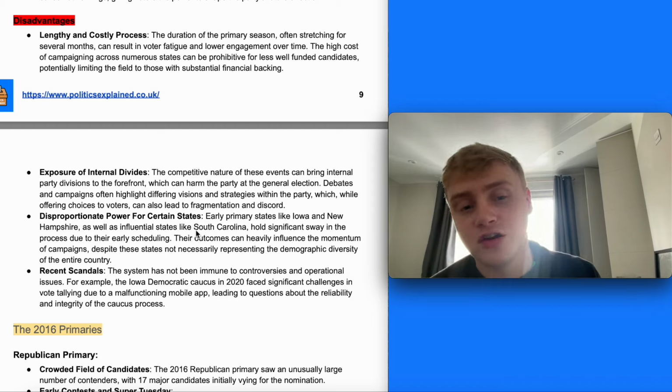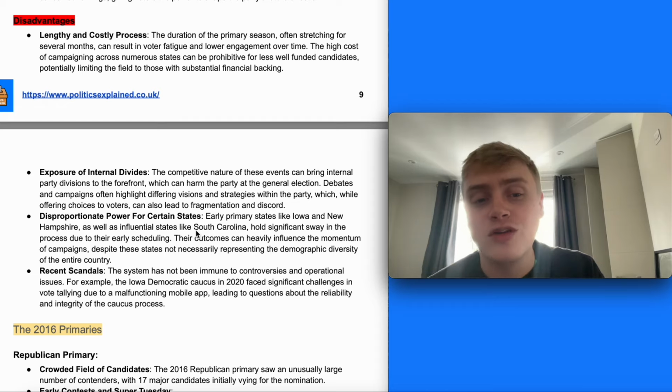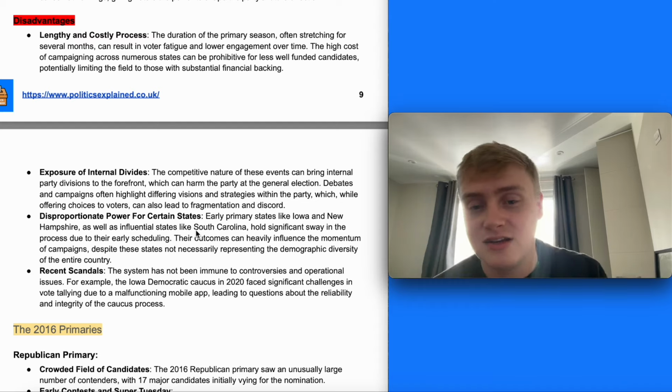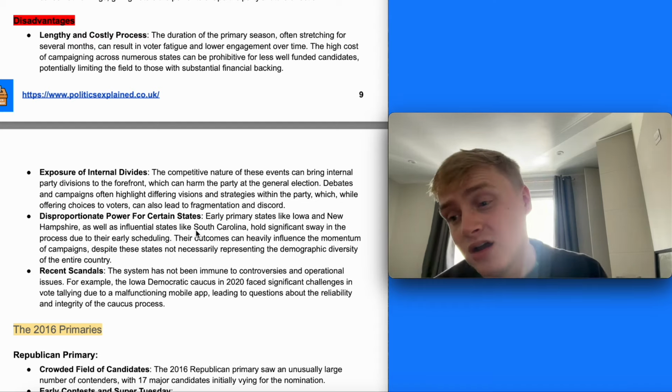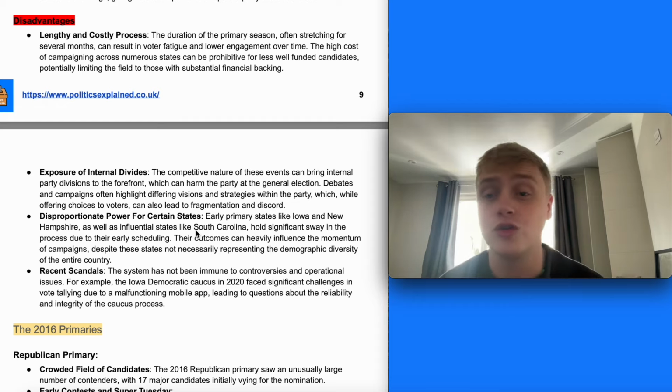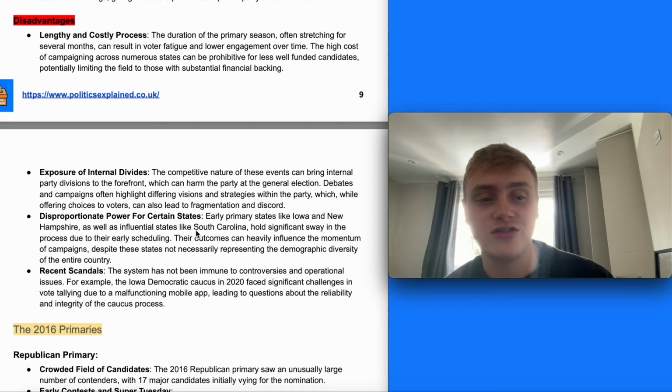It gives disproportionate power to certain states, so early primary states like Iowa and New Hampshire, as well as influential states like South Carolina, hold significant sway in the process due to their early scheduling. Their outcomes can heavily influence the momentum of campaigns, despite these states not necessarily representing the democratic diversity of the entire country. So if a candidate does very badly in the early races, they're likely to drop out, even if they may have done better in later races, because they've got very little chance of winning, and it soon gets whittled down to a choice between two candidates in the later primaries.